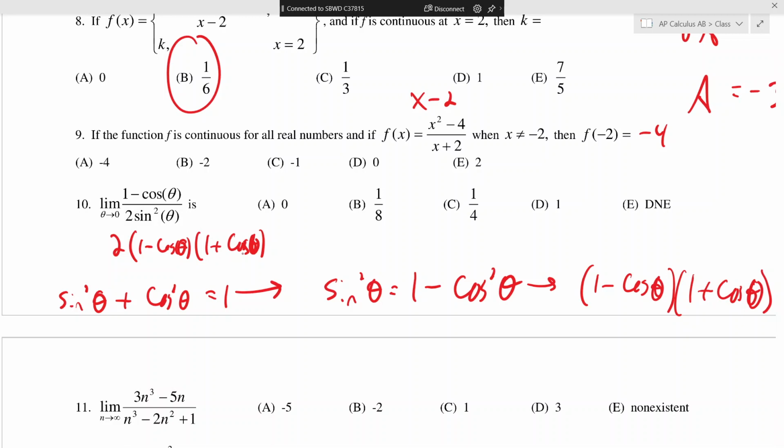Later on, we'll do L'Hopital's rule with that, which you don't know what that is yet, but it makes it super easy. Either way, this becomes a 1, this becomes a 1, and we can just plug in 0. So you get 1 over 2 times 1 plus cosine of 0, which is 1. That's a fourth.